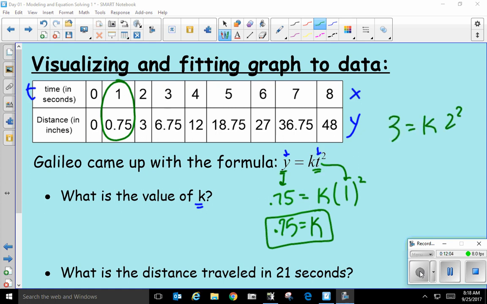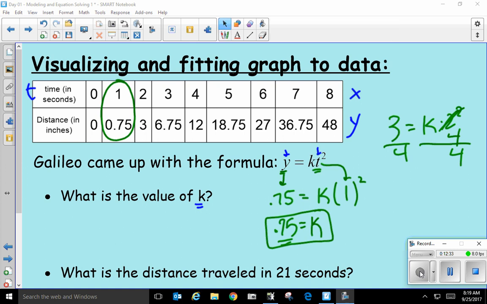K times 2 squared. What's 2 squared? What's 3 divided by 4? K is a constant that won't change. It should always be the same no matter which coordinate you plug in there. So whenever we see a table like this, if I want to know what the K value is, I can plug in values. But what else can I just now say? What would my K value be in this table?